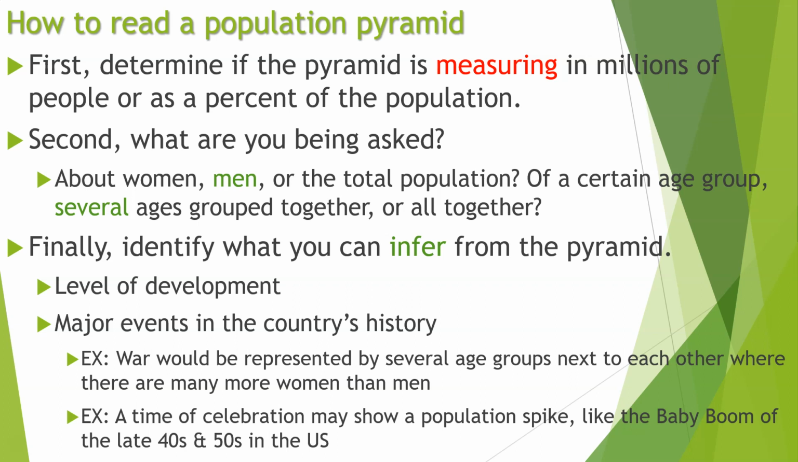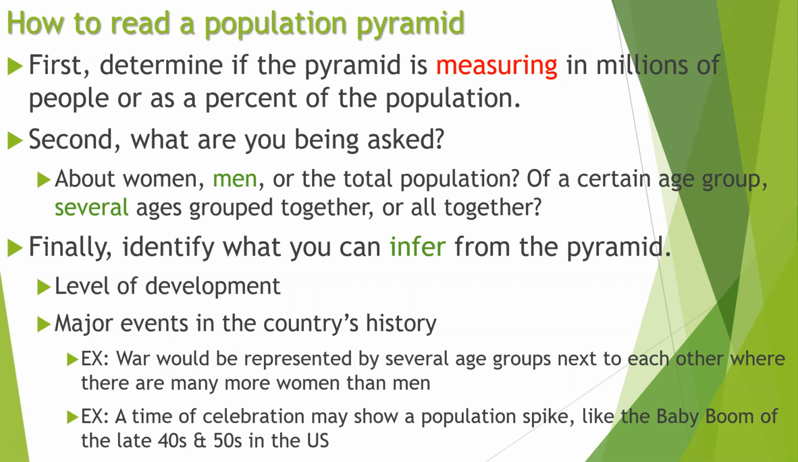Look at also what you can infer from the pyramid. You can generally tell by the shape of the pyramid the level of development and maybe even what stage of the DTM that country is in. You can oftentimes identify significant events in a country's history. So remember when we looked at Russia, and you can still see the impact of World War II on the male population in Russia, because there are many fewer men at those upper age deciles than there are women.